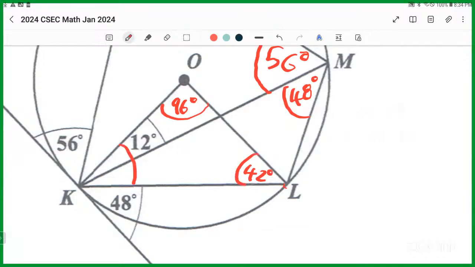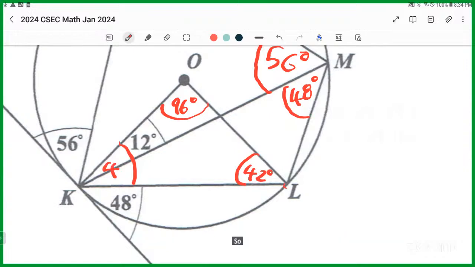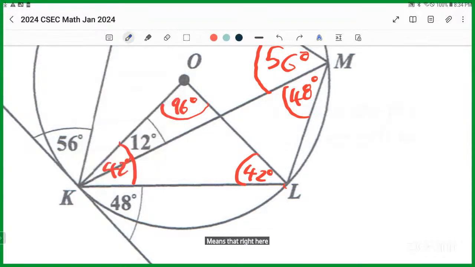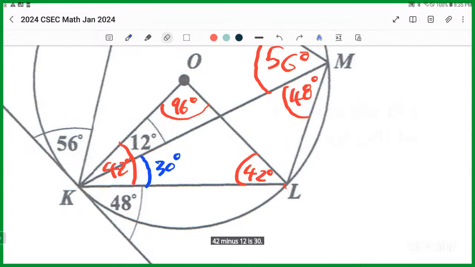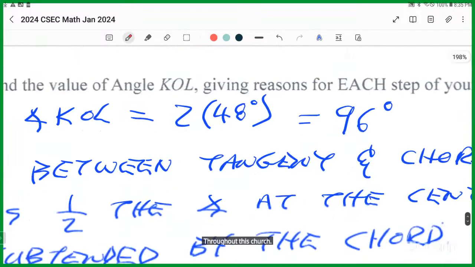And all of this is 42 as well, isn't it? So if all of this is 42, and up here it's 12, that means right here is 30 degrees. Because the total is 42 and right here is 12. 42 minus 12 is 30. Let's write this better. This is 42 degrees as well, part of the isosceles triangle. So right there is 30. I'm just putting it on the diagram.